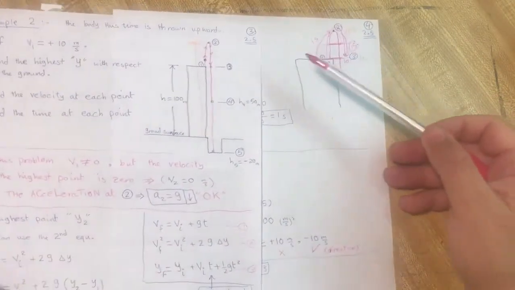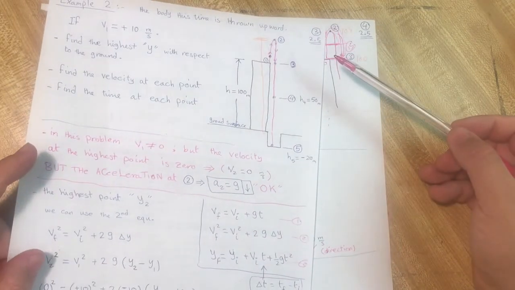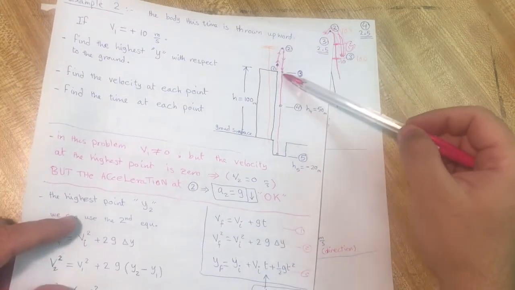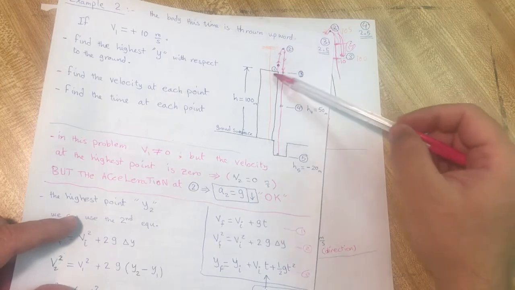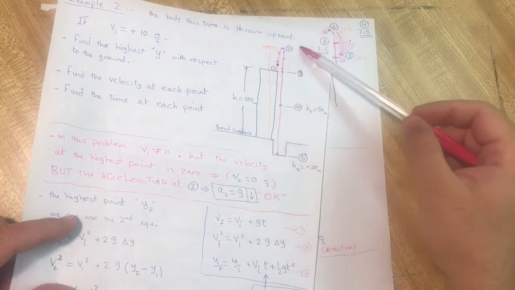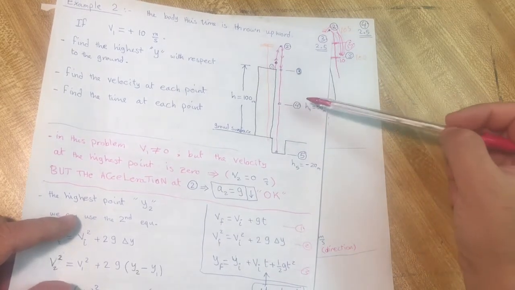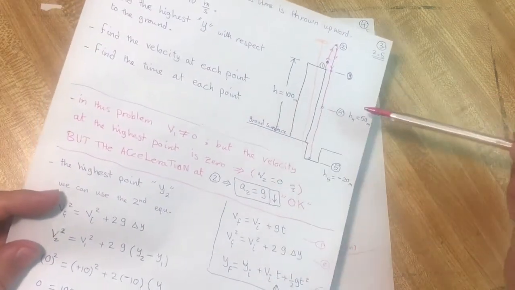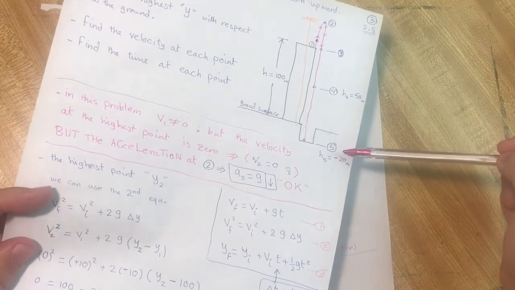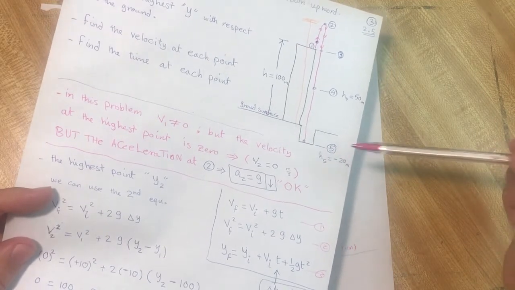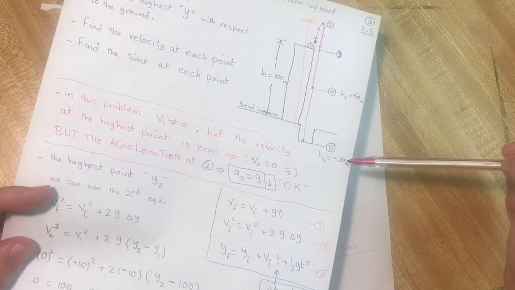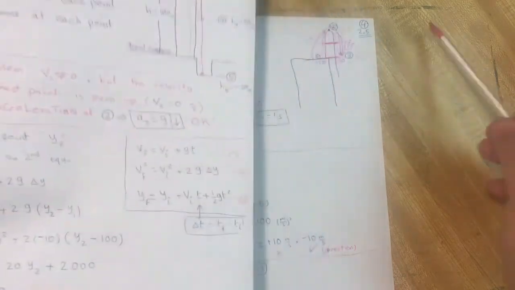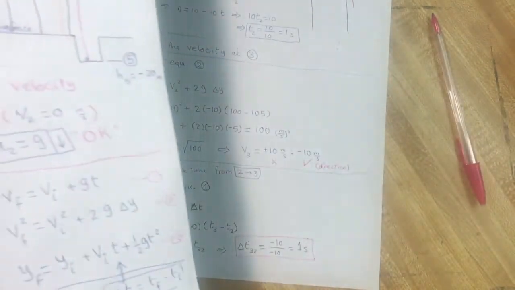Again, now you know all the information, all the properties of the system at this point, so you can find the unknown velocity and time at point number 4 and at point number 5. You have the heights. Okay, do that by yourself and good luck.